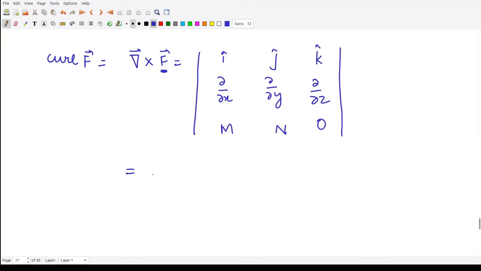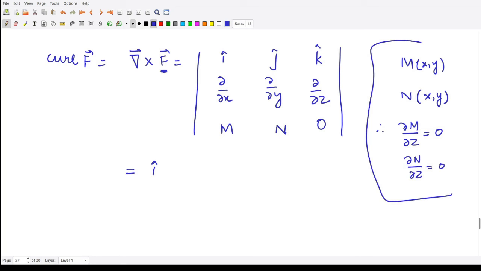So that means for i cap, now here notice that this m is a function of x and y. This n is also a function of x and y. Therefore, the derivative of m with respect to z would be 0, because there is no z term here, and the derivative of n with respect to z would also be equal to 0. So keeping that in mind, when you solve this determinant, you will obtain 0 here, because when you apply this onto this, you will again have 0.